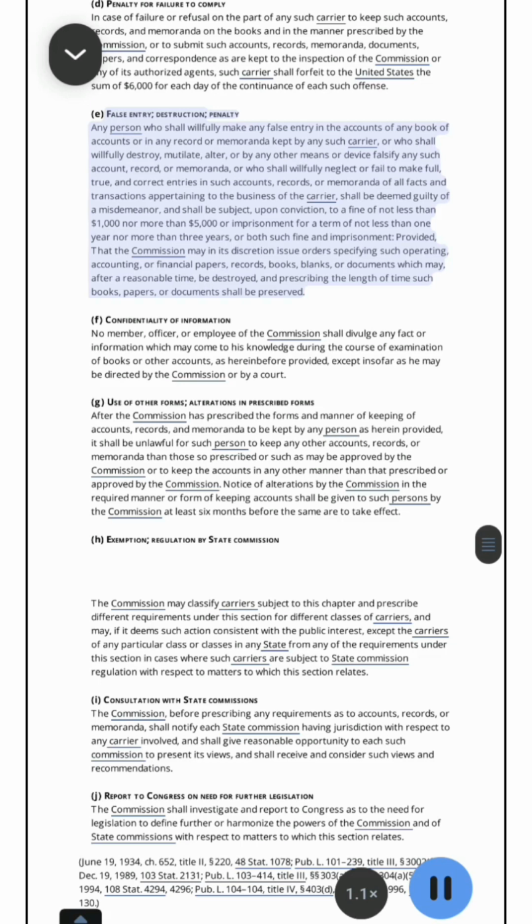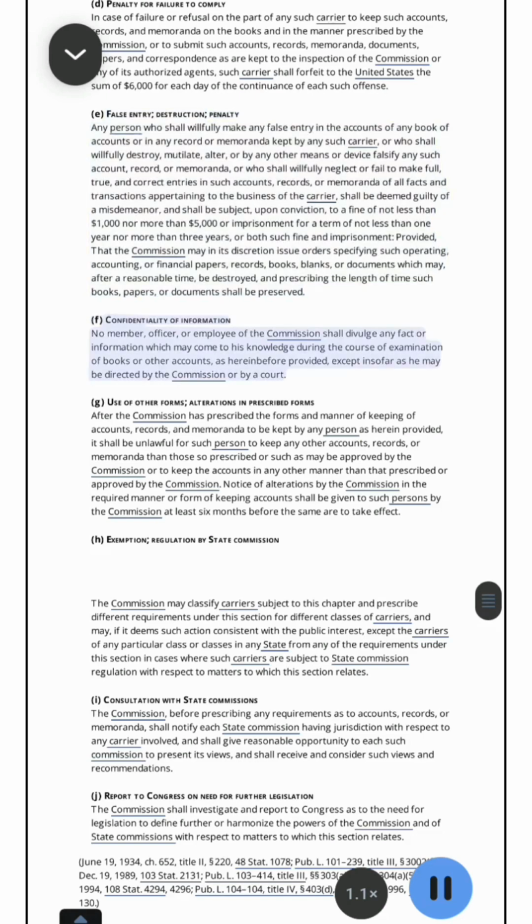carrier, shall be deemed guilty of a misdemeanor, and shall be subject, upon conviction, to a fine of not less than $1,000 nor more than $5,000 or imprisonment for a term of not less than 1 year nor more than 3 years, or both such fine and imprisonment, provided that the Commission may in its discretion issue orders specifying such operating, accounting, or financial papers, records, books, blanks, or documents which may, after a reasonable time, be destroyed, and prescribing the length of time such books, papers, or documents shall be preserved.